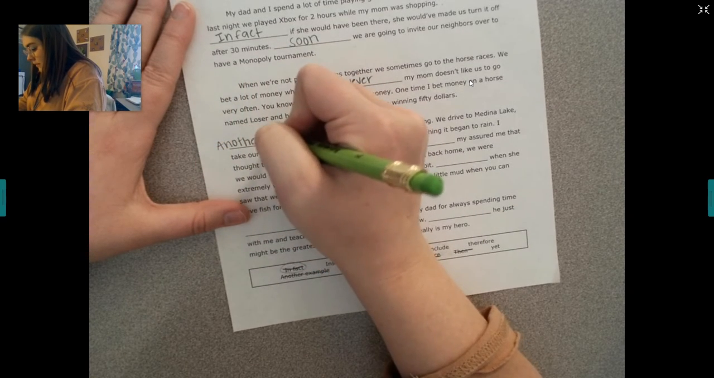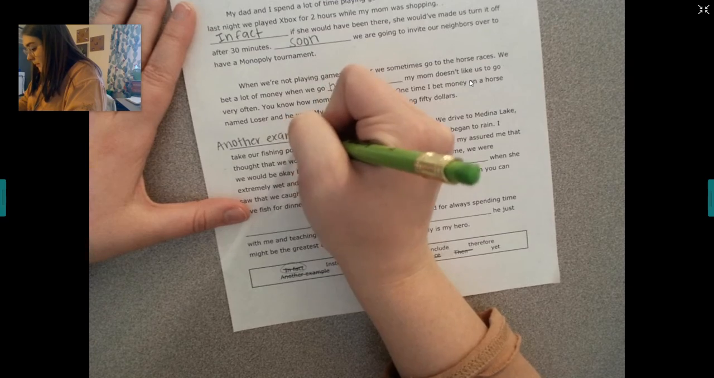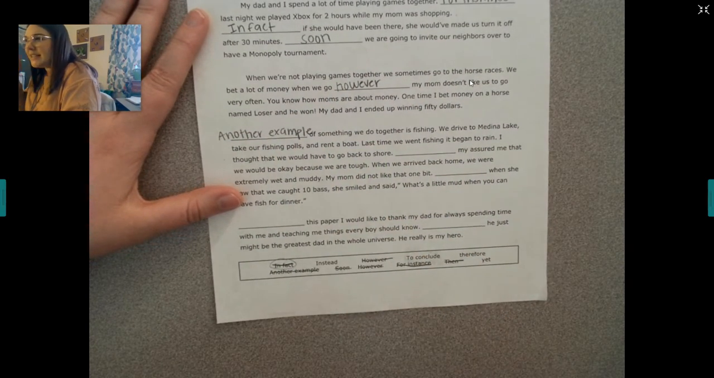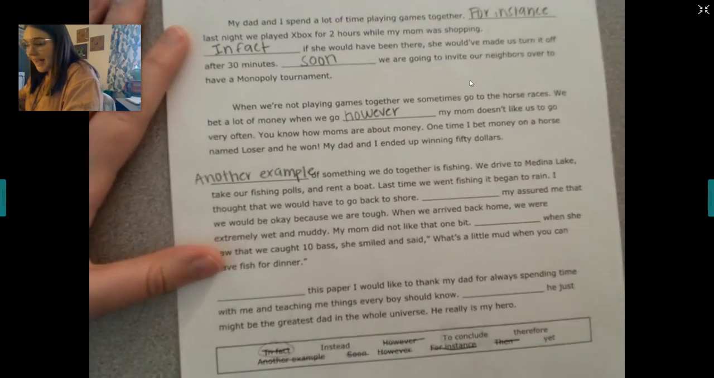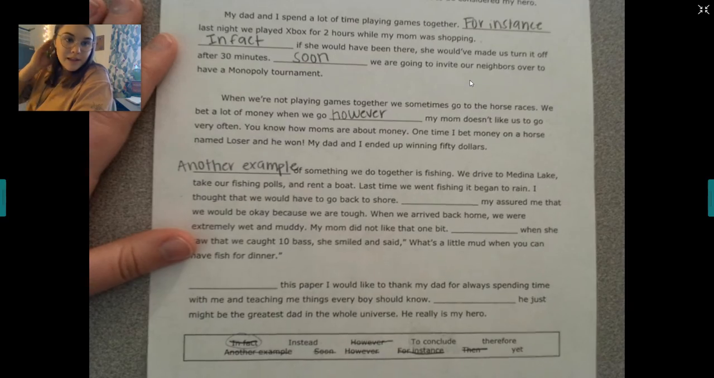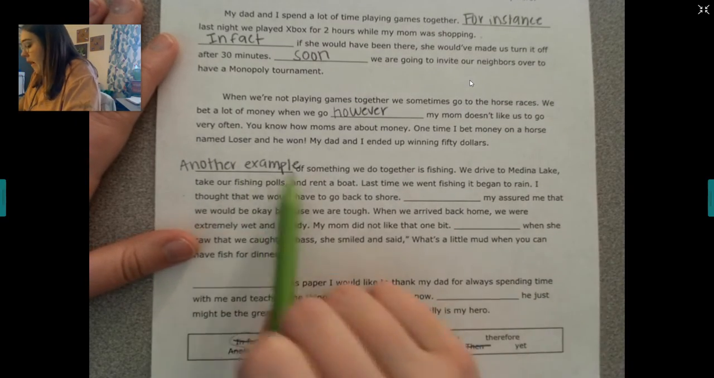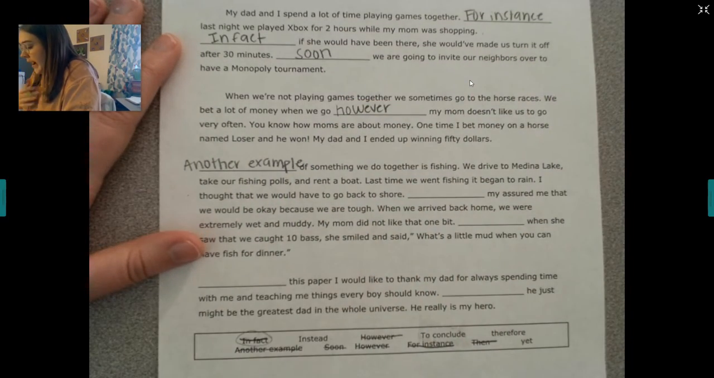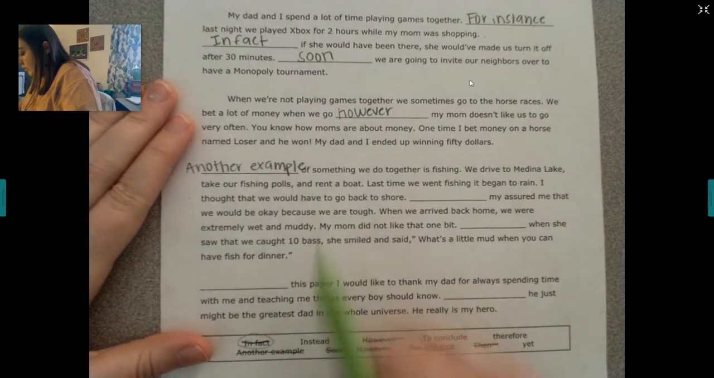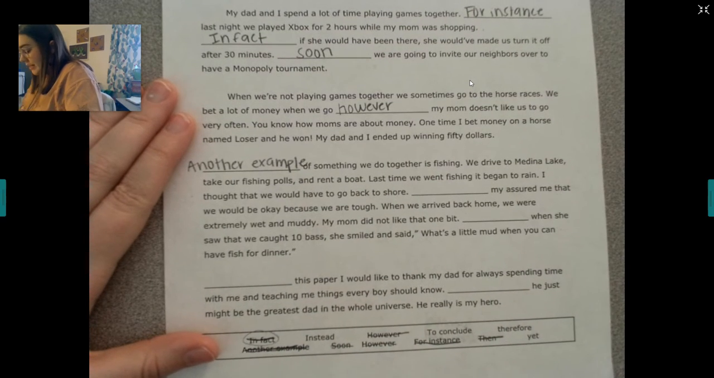Here's what I do when I'm figuring out transition words. I go through and I read the transition word in that sentence and I see how it sounds. And if there's more than one that sounds good, that's when I try to figure out if it's telling me an example, if it's comparing and contrasting. I've got to figure those things out. But this one, the only one that sounded good was another example.